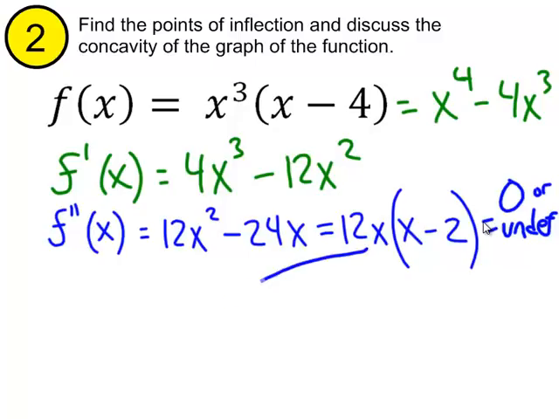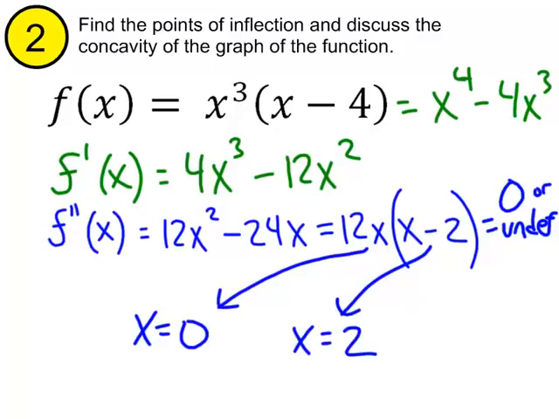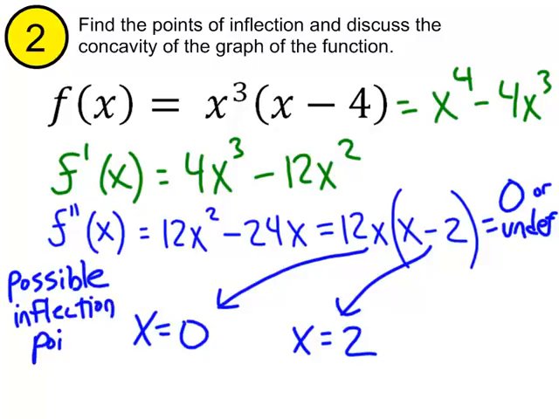So the 12x there will give me x equals 0. And the x minus 2 there will give me x equals 2. And those both are in the domain of the original function. But let's remember, we're not calling these critical numbers. We'll just call these possible inflection points. Possible inflection points, not a more special name for it than that. Okay?